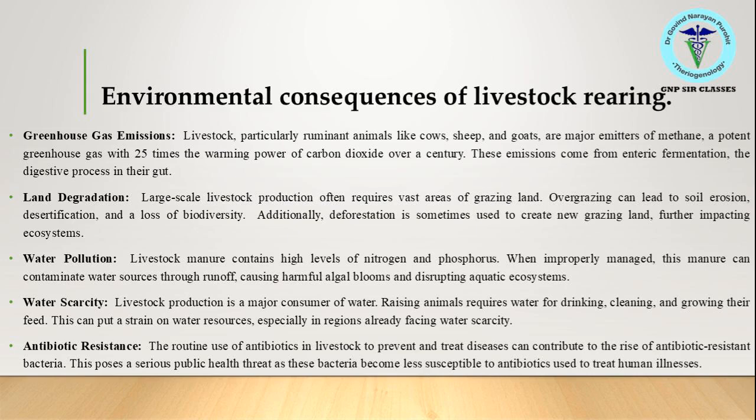Water pollution. Livestock manure contains high levels of nitrogen and phosphorus. When improperly managed, this manure can contaminate water sources through runoff, causing harmful algal blooms and disrupting aquatic ecosystems. Water scarcity. Livestock production is a major consumer of water. Raising animals requires water for drinking, cleaning, and growing their feed. This can put a strain on water resources, especially in regions already facing water scarcity.